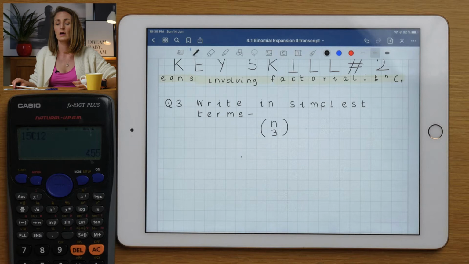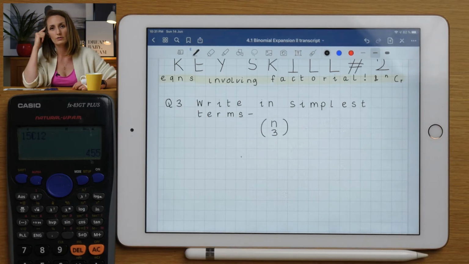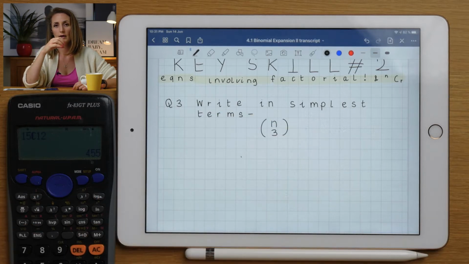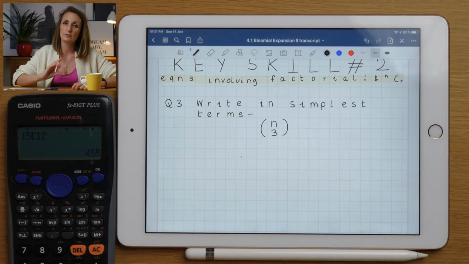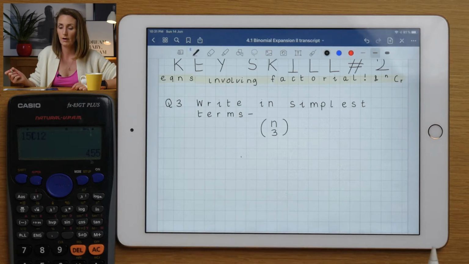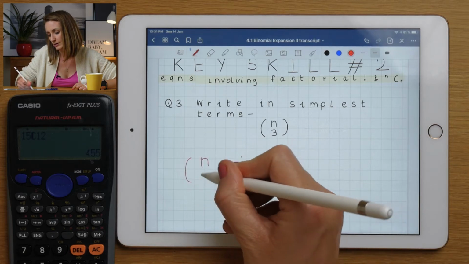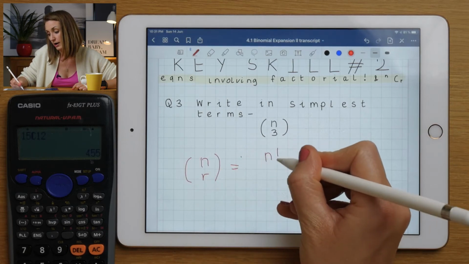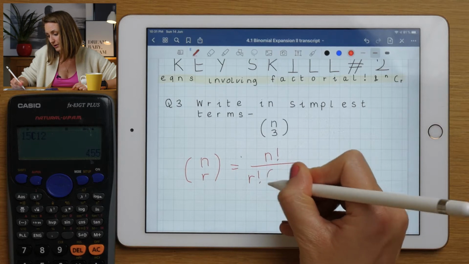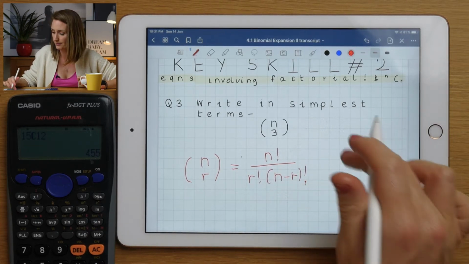Guys, we're flying through this. Question 3 is going to be the first challenging one. I want you to think back to what I told you in key skill 1, which is if you have a fraction that contains factorials, you always want to break down the higher number as far as the lower number. So remember that, and remember, there's a bit of an I told you so. Remember that I told you need to know this formula off by heart, or at least you need to remember that it's in the formula booklet. You need to be good at this, guys. This is the thing that everyone messes up.